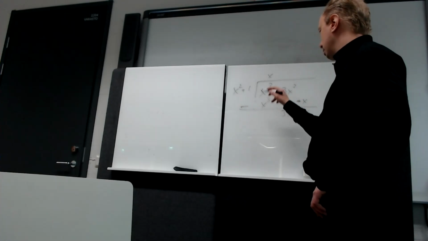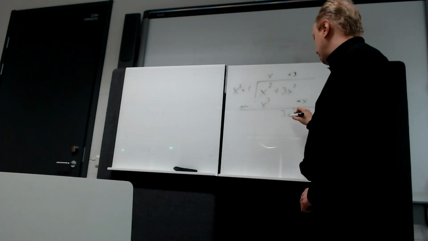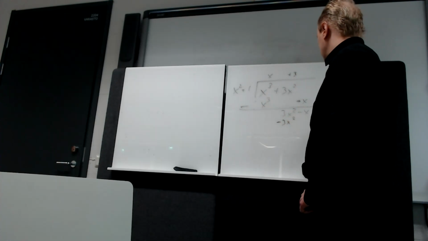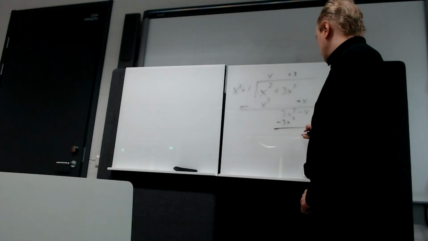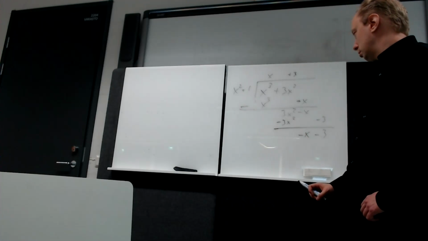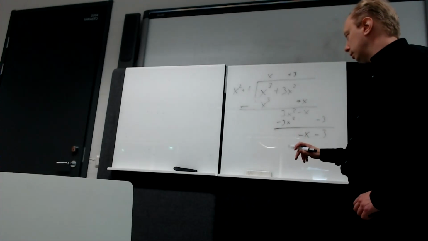x squared goes into that 3 times, and we get 3x squared, well, minus 3x squared minus 3, and then the remainder is minus x minus 3. Or just x plus 3, also possible. Actually, this is significant in the next step.